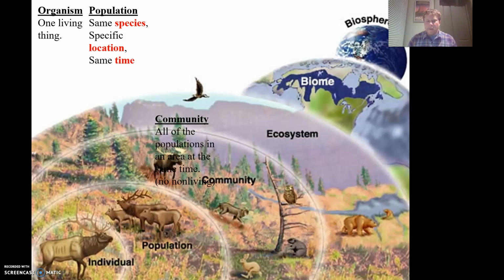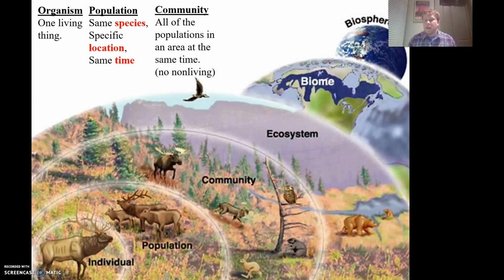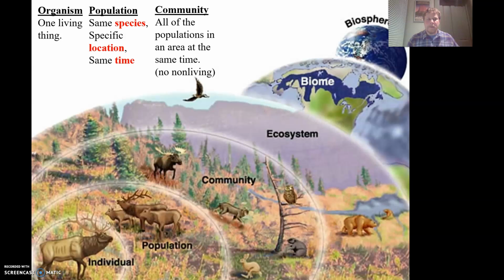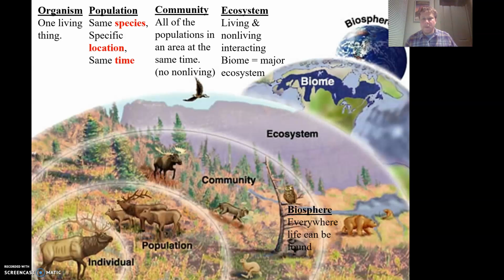Okay, so here's where we get a little bit more complicated. I'll also remind you that a community is all of the populations in an area at the same time. It's none of the non-living things, so it's only the life forms. An ecosystem would be all of the living and the non-living things together, and they're all interacting. If a community is all of the trees and birds and squirrels and mice and rabbits and everything in an area, then the ecosystem pulls in the air and the air temperature and any water that's there, the nutrients in the soil, those non-living parts.